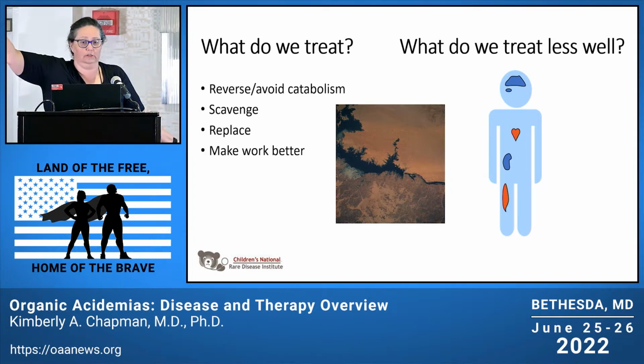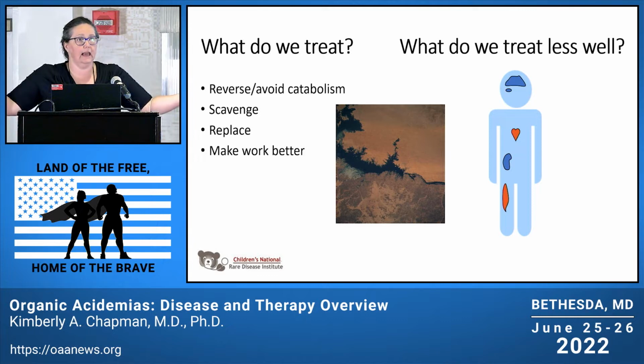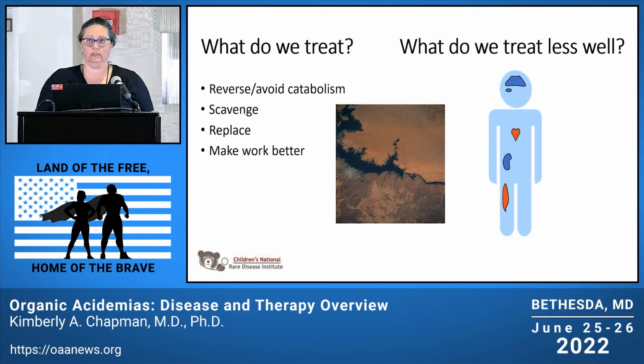As I said, Dr. Corson did a great job setting us up. Scavenge, which is suck up the floodwater, whatever the floodwater is, replace that which I'm not making, and make that dam work better. And in this case, poking holes in the dam, replacing the dam, all these things. What have we not been very good at in terms of treating organic acids?